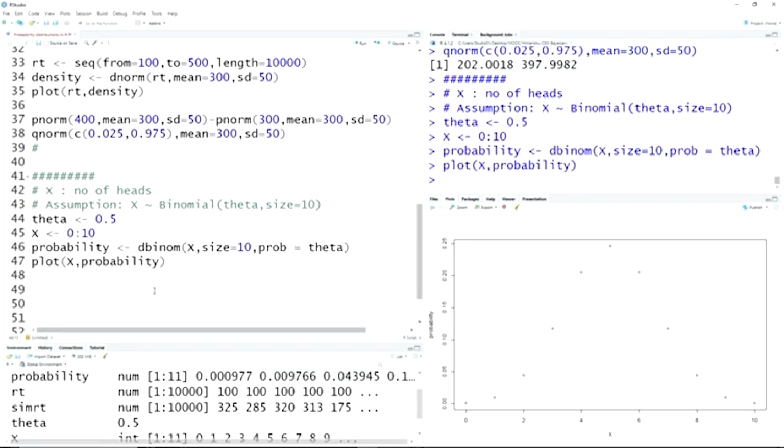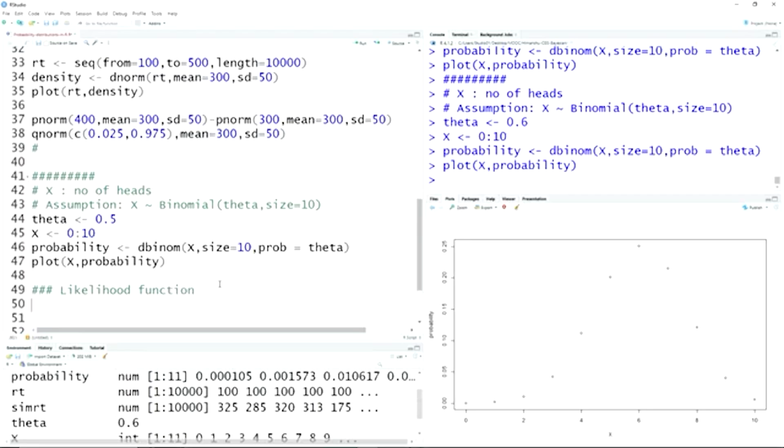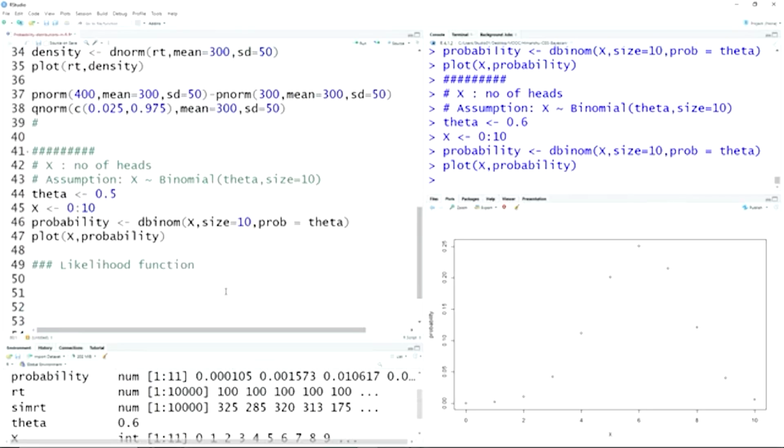Okay. How would it change if I assume theta is 0.6, not 0.5? This is how it would change. Now, the value with the highest probability is 6, and values around 5 and 7 are less probable, right. So, this graph would change under different assumptions about theta. So, this is your PMF. Let us draw the likelihood function. Okay. You can draw the likelihood function only after observing the data. The PMF you can draw before observing any data.